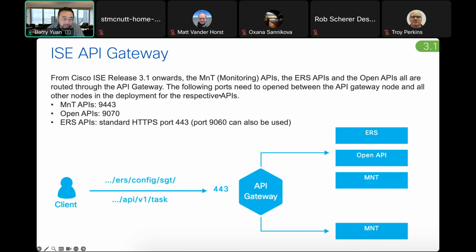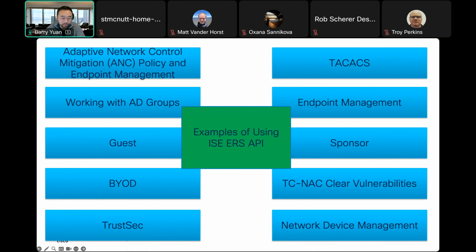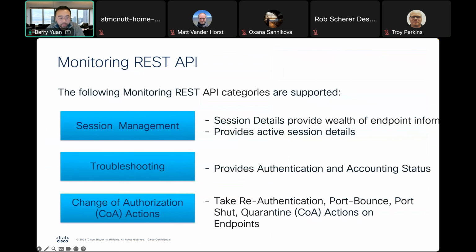And I have some hidden slides for the trainers out there, to talk about real examples of what these APIs do. Like ERS API has a ton of capabilities like guest flow and BYOD and TACACS and endpoint management and sponsor portal, TrustSec. All of those capabilities come from ERS API. And you can also talk about monitoring REST API. But again, these are all combined into one behind our API gateway, but it'd be nice to understand what those APIs do, right?